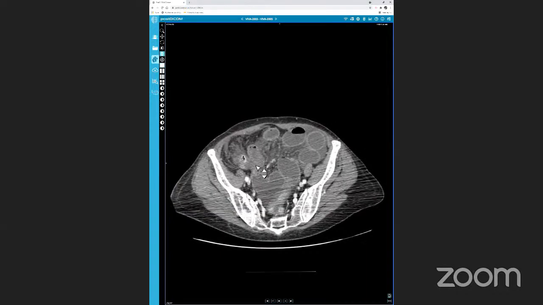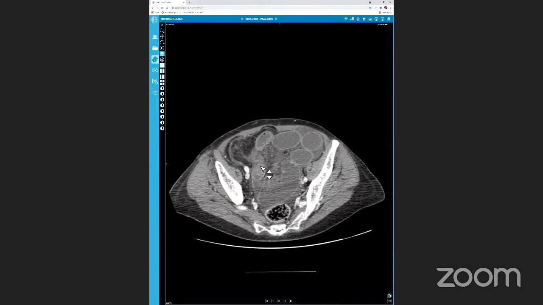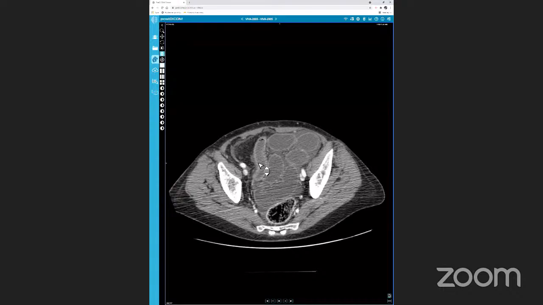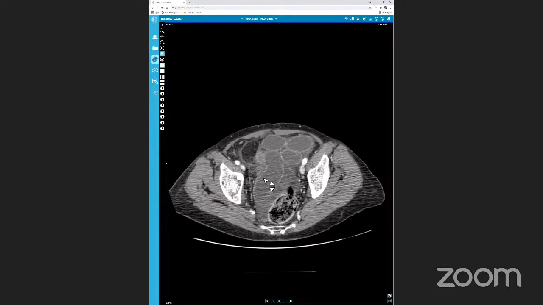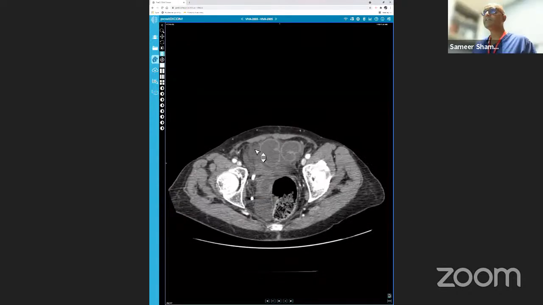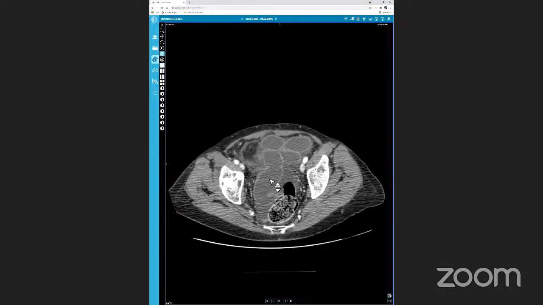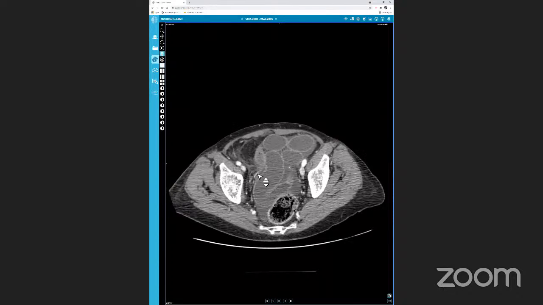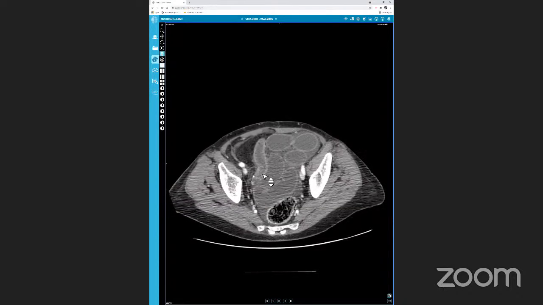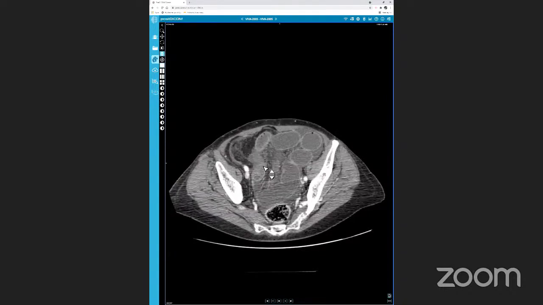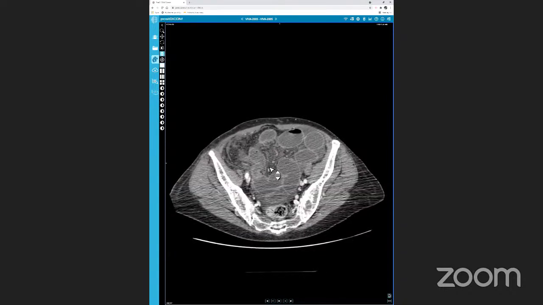So I would be concerned, this is a closed loop obstruction, so two transition points. After that, I'd like to examine the small bowel wall itself, make sure there's no pneumatosis intestinalis, or gas in the small bowel mesenteric veins and portal veins.